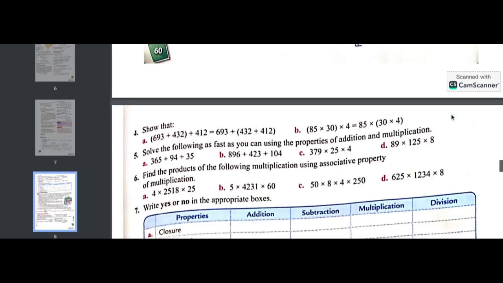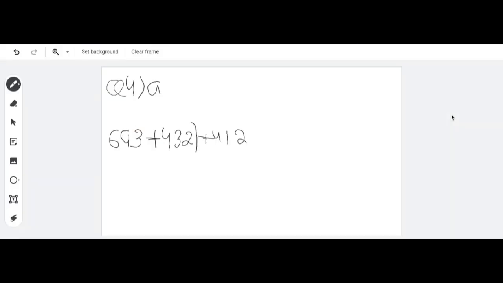First two numbers here. Now I have to do the same thing on the other side of the equal sign: 693 plus 432 plus 412. Then I have to add these two numbers. Now I will add the first two numbers, then I will get the answer.